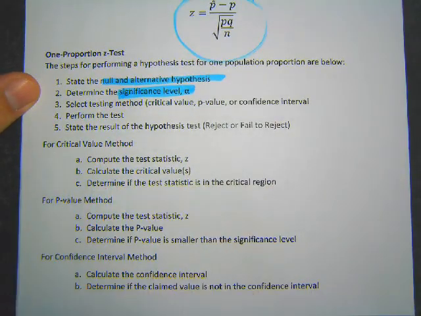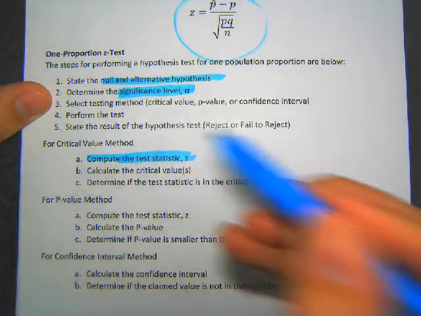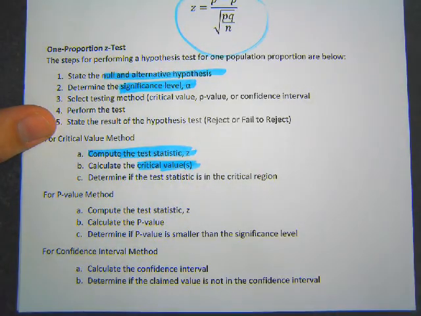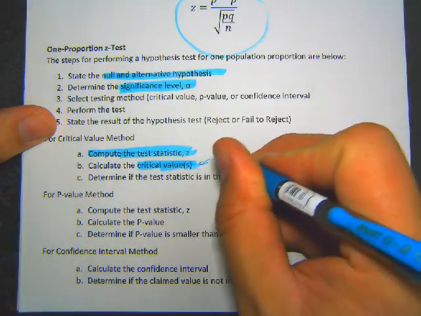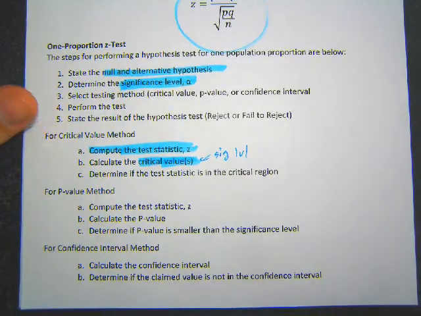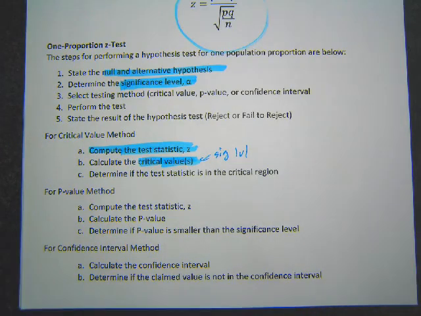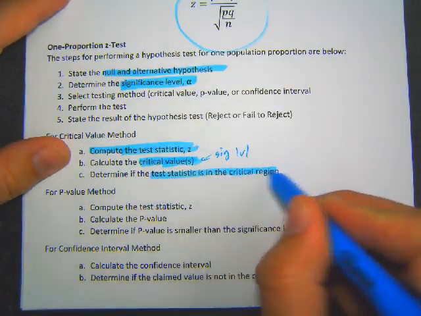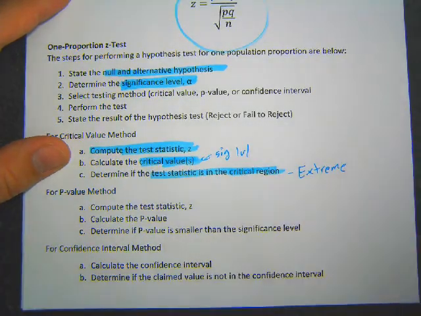If you're doing the critical value method, remember you need to find the test statistic z, because we use z-scores for proportions. Find your critical values, and remember the critical values come from the significance level. So you can always base these off of the significance level. And we want to figure out if the test statistic is in the critical region. Remember, the critical region is the extreme region. It's usually the tails, or I should not say always the tails, either one or two tails. So you always check to see if the test statistic is in the critical region, is it extreme, because if it's extreme, that's when we reject. So that's what we do with critical values.